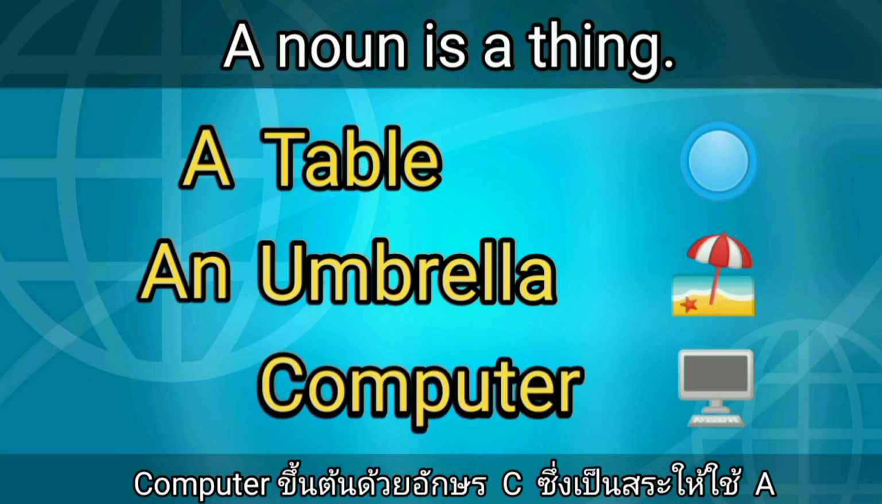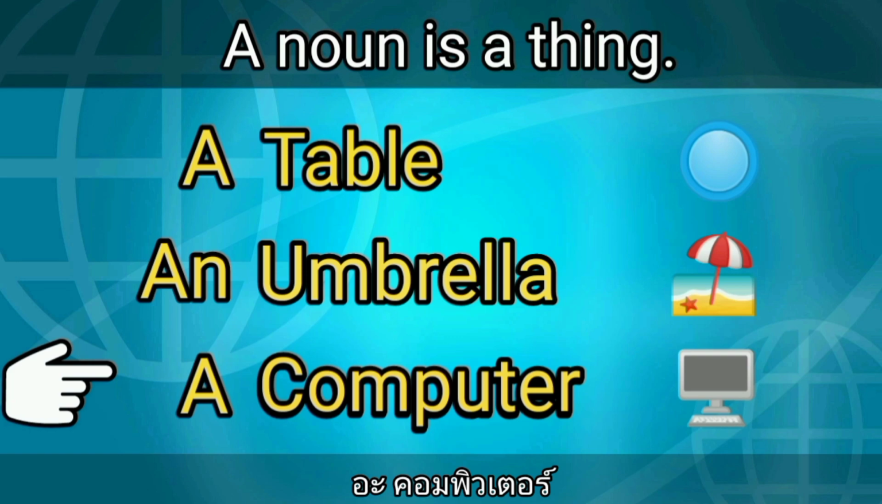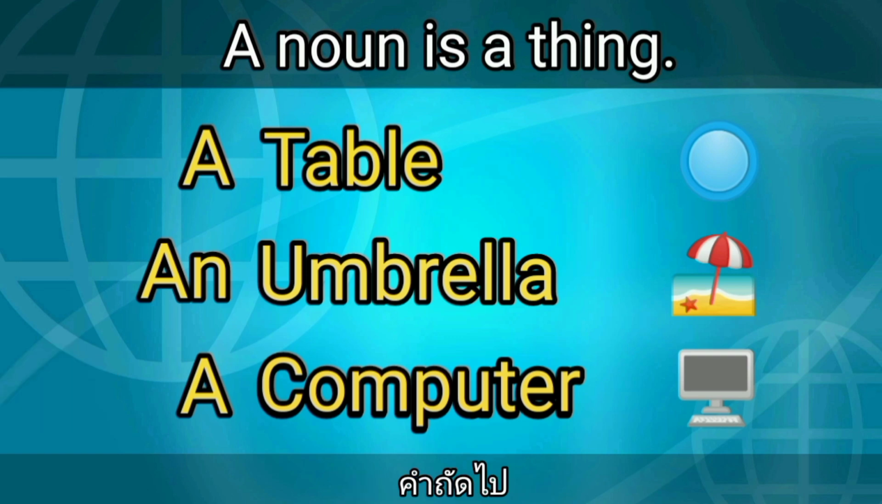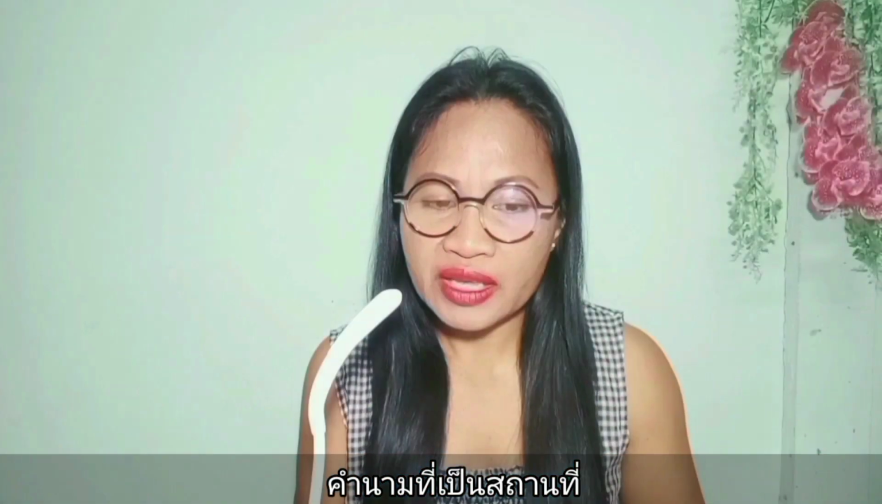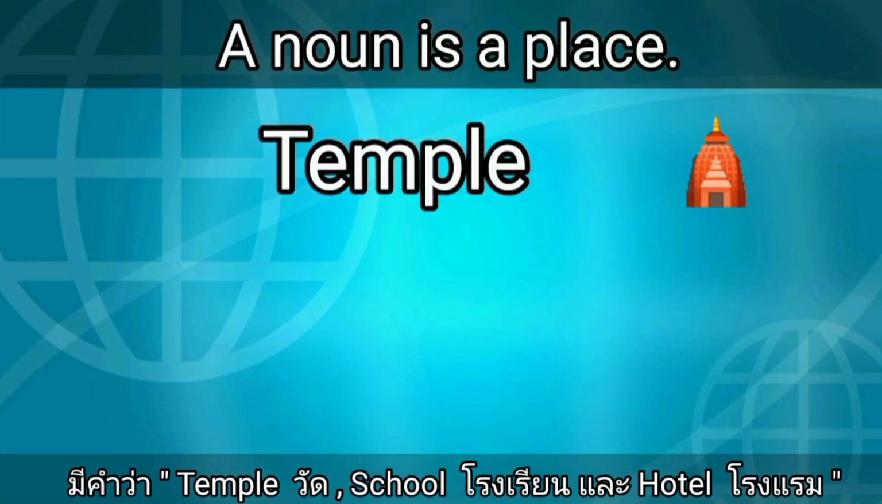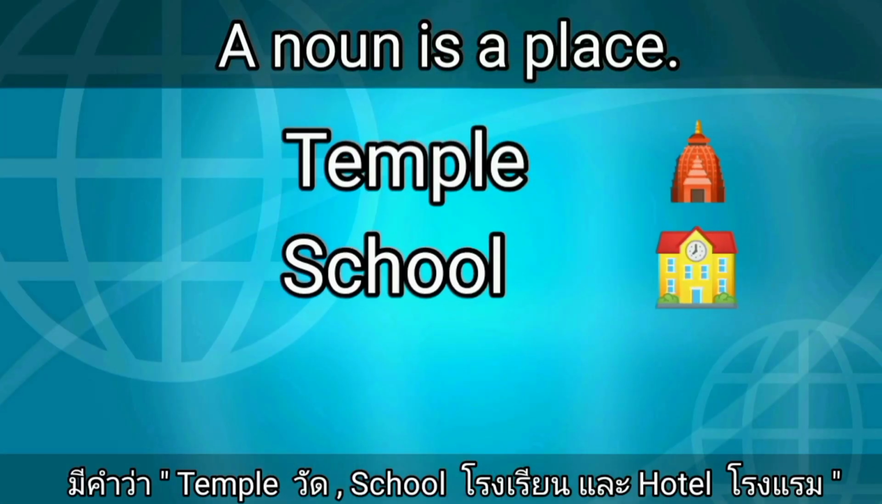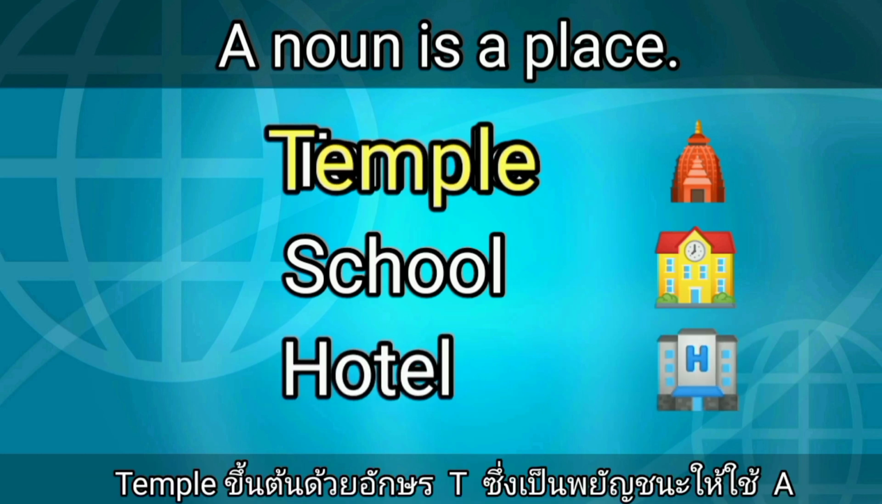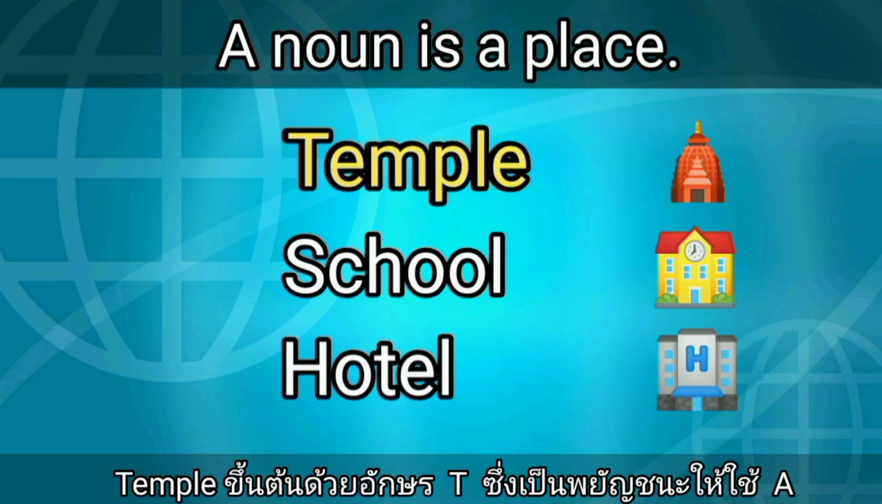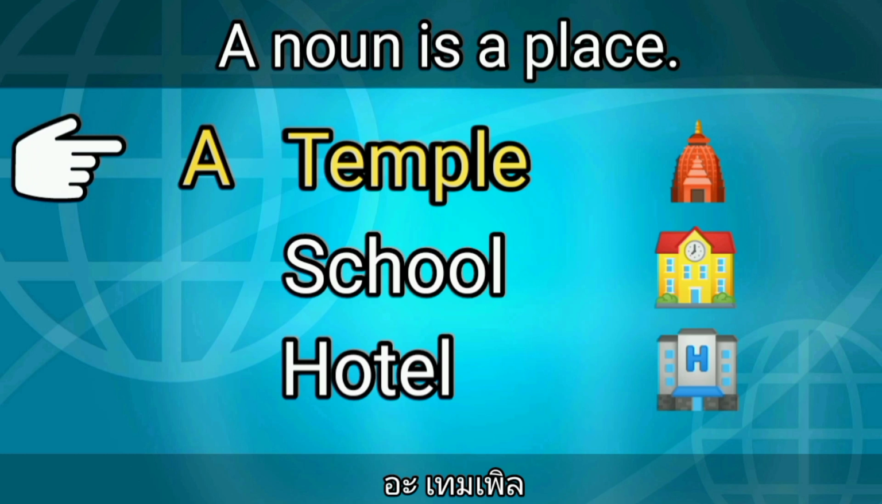Next one, computer. Computer starts with letter C. It is a consonant. Then put a computer, a computer. Next one, a noun is a place. There are temple, school, and hotel. Temple. Temple starts with letter T. T is a consonant. Then put a temple, a temple.